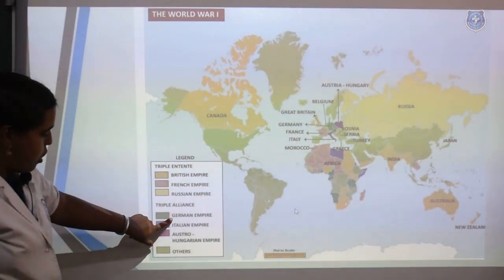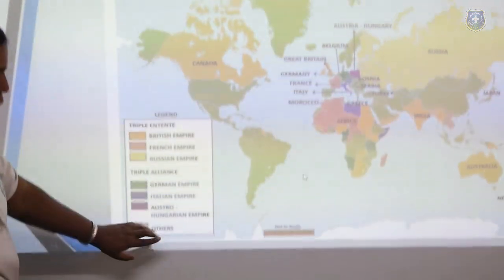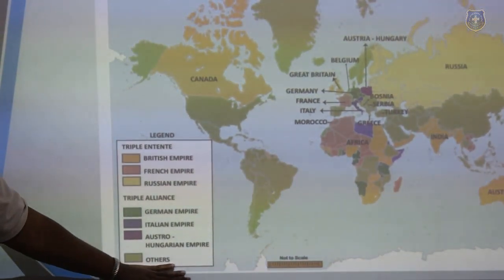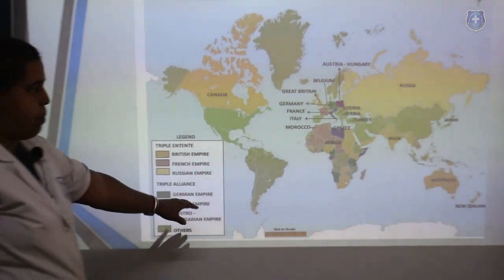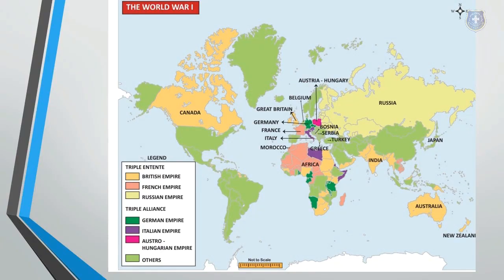Then the Triple Alliance, German, Italian, Austro-Hungarian, and the other annexed areas are given here. So these are the countries taking part in World War I. The next one.